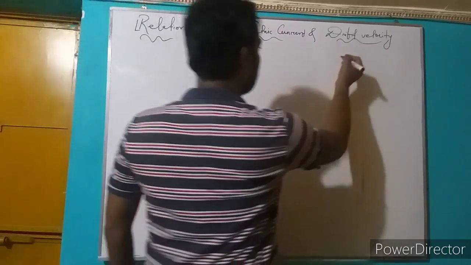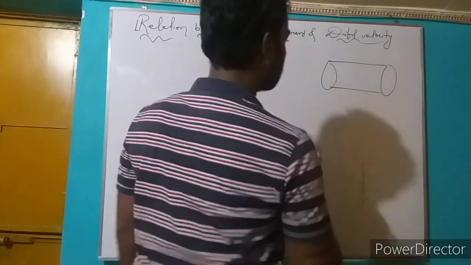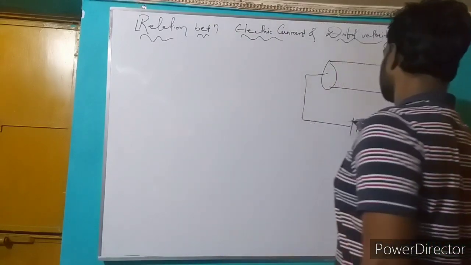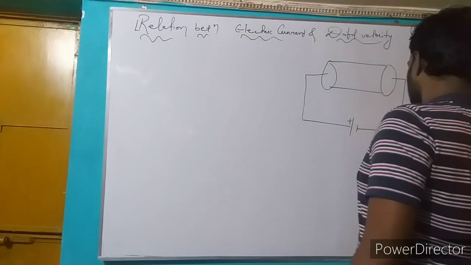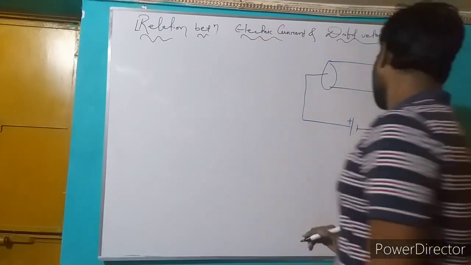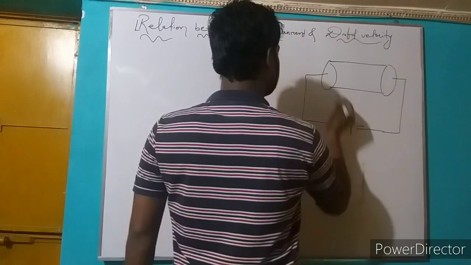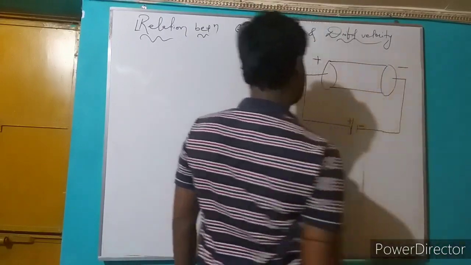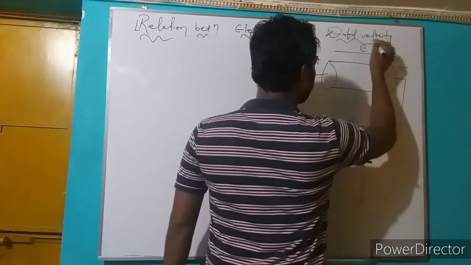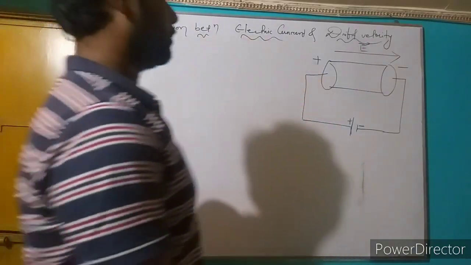As you know, this is the conductor, and I have already discussed that the conductor is connected to a battery. This is the positive terminal and this is the negative terminal, and the battery is connected to the conductor through a wire. So an external electric field is applied from high to low potential. We know that the electric field always moves from higher potential to lower potential.